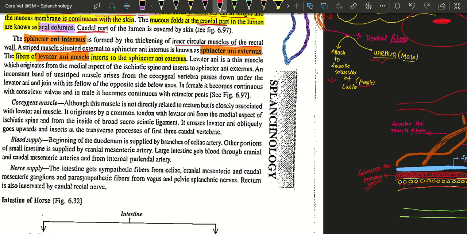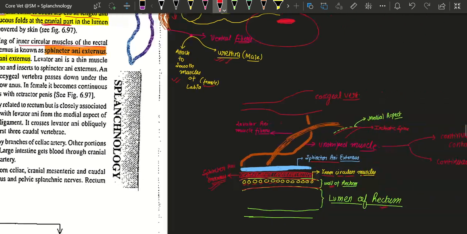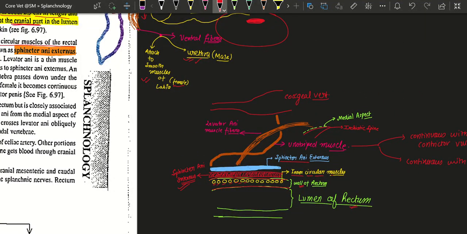Okay, and the fibers of the levator ani muscle that attach to the sphincter ani externus originate from the medial aspect of the ischiatic spine. In the coming lecture, you will learn about the ischiatic spine. See, this is the ischiatic spine, and to the medial aspect of it, the levator ani muscle originates, right? And those levator ani fibers will attach at the site of the sphincter ani external, the blue one.